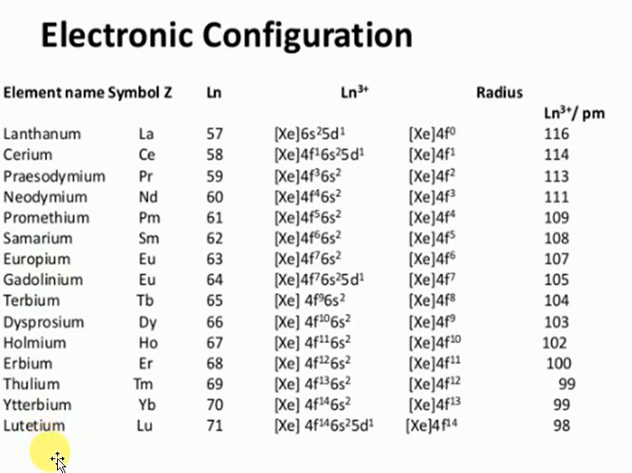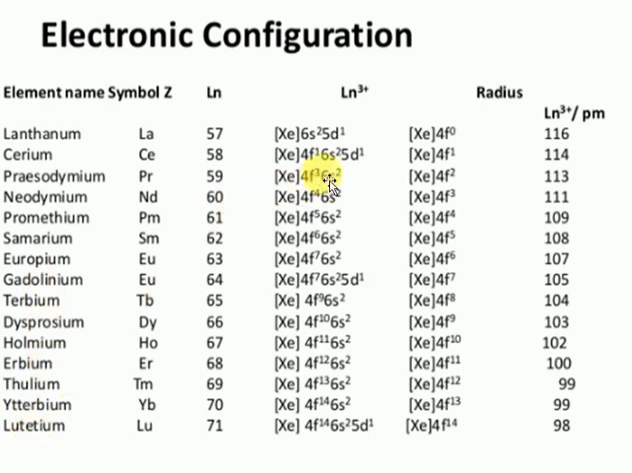Like copper and chromium, do you know how they exhibit exceptional electronic configuration? You can remember that also. The elements having stable electronic configurations are europium, gadolinium, erbium, lutetium only.